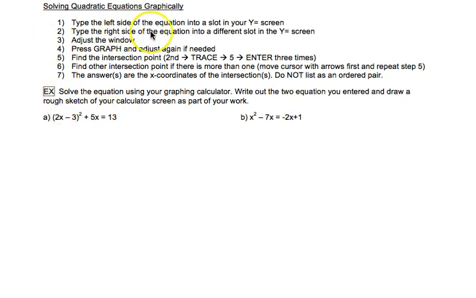read them. So first we're going to type the left side of the equation into a slot in your y equals screen. So left side of the equation is going to be this guy right here. So this is going to be my y1. So notice that in the directions, oh, that's a typo, equations, write out the two equations you entered and draw a rough sketch of your calculator screen as part of your work. So we are going to have y1, this is the first equation we're going to enter.